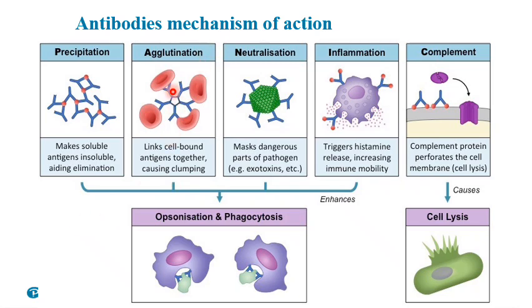Agglutination is when the antigens are found right there on the plasma membrane. These are the antibodies that agglutinate red blood cells during a mismatched transfusion. Neutralization masks the dangerous part of a pathogen. When these antigenic markers are the dangerous part of the pathogen, the antibodies will latch onto them and the danger is neutralized.